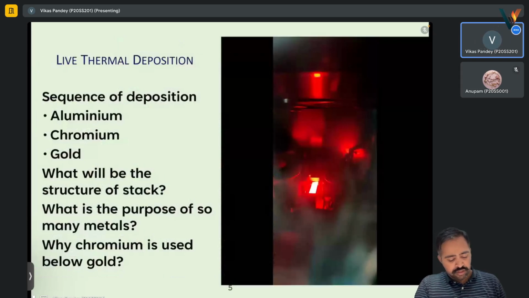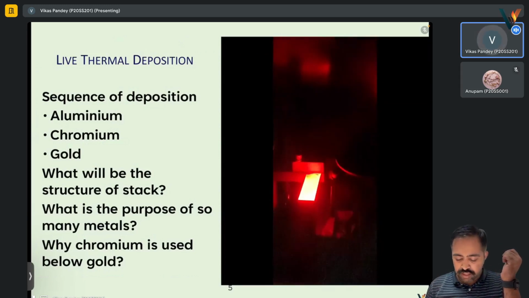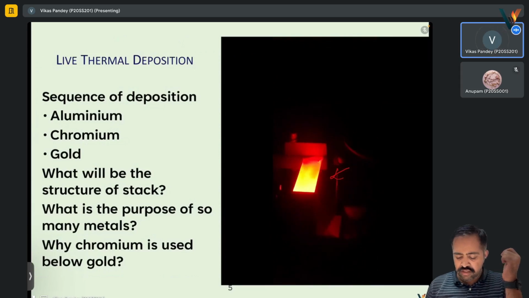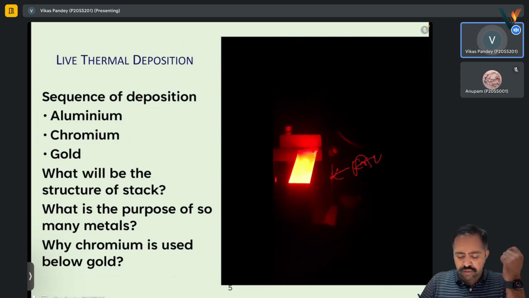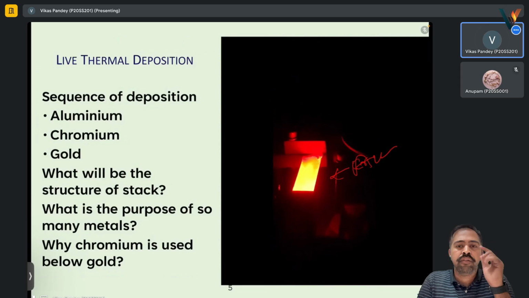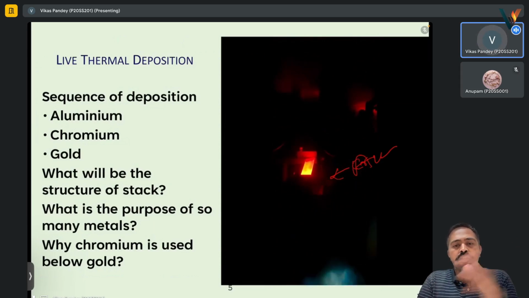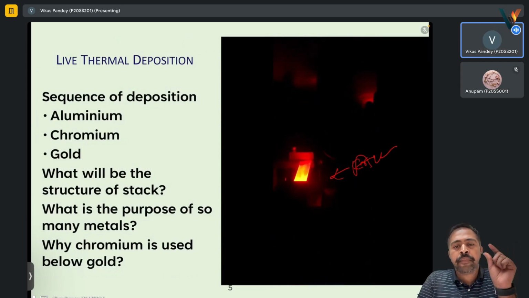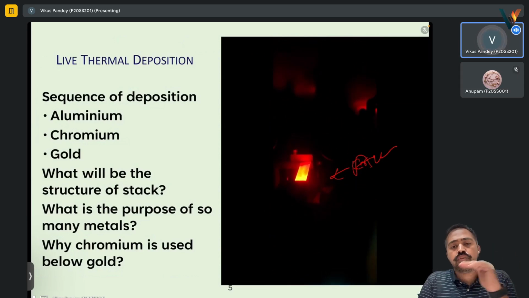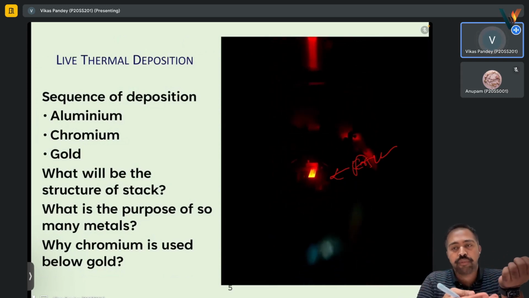So this is a live deposition going on. You see below, that is the material. In this case, I think it's chromium or gold. That is being melted, it is already in molten form, and it is being evaporated and deposited above where the substrate is moving, and a thin layer of it is getting deposited. The distance is somewhat in the range of 5 to 7 centimeters, and that material will get deposited slowly, and the rate we will control by controlling the amount of current we are giving. And here it is purely resistive heating that is taking place. Just like a heater, it is heated and melted and evaporated over it.